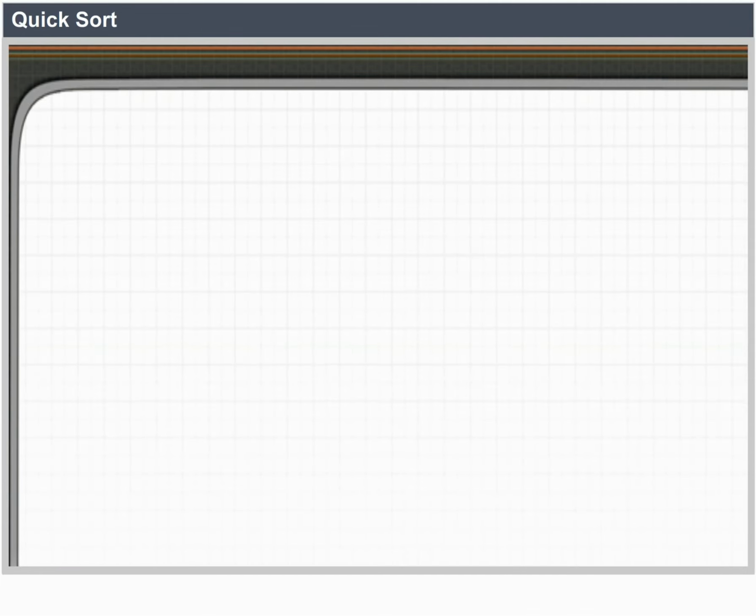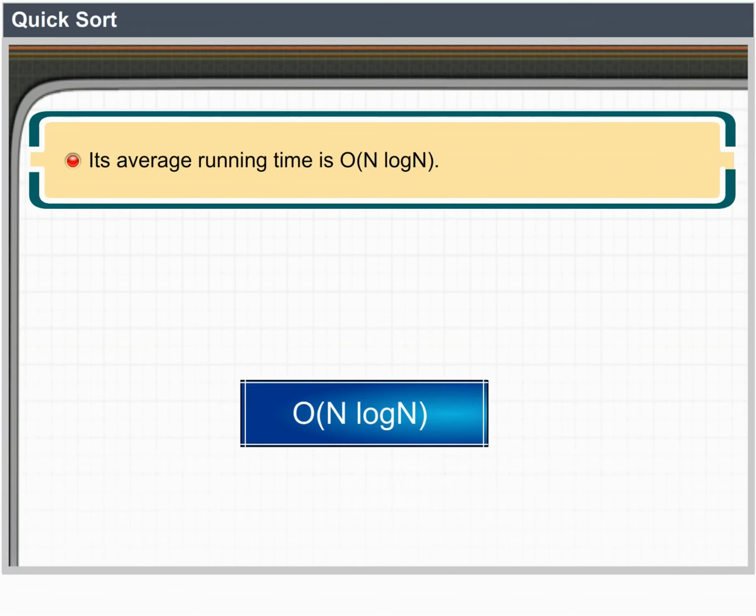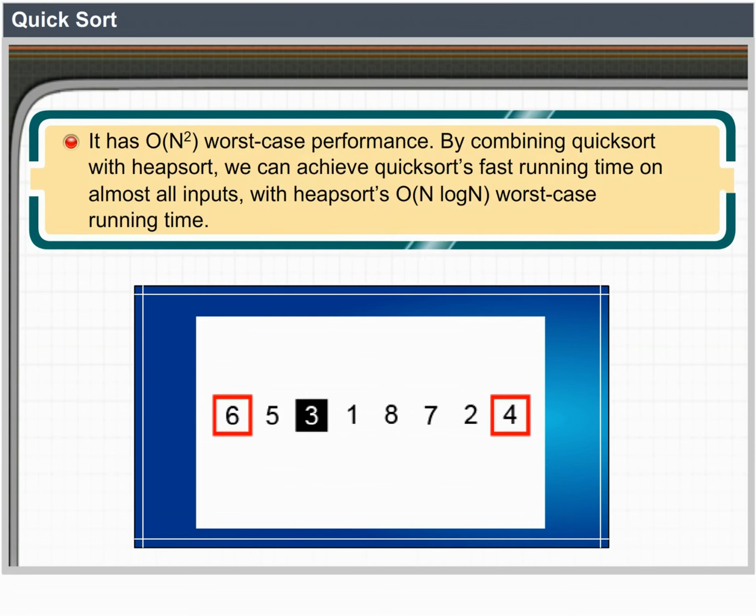Quicksort. Quicksort is the fastest generic sorting algorithm. Its average running time is big O of n log n. It is very fast, mainly due to a very tight and highly optimized inner loop. It has big O of n squared worst case performance. By combining quicksort with heap sort, we can achieve quicksort's fast running time on almost all inputs, with heap sort's big O of n log n worst case running time.